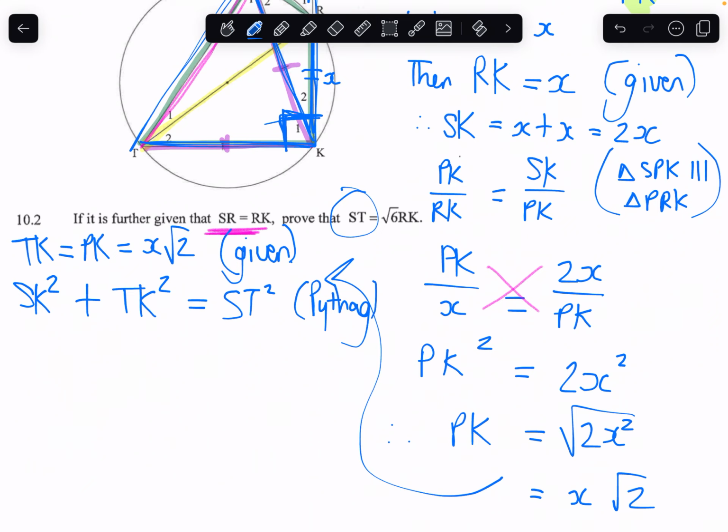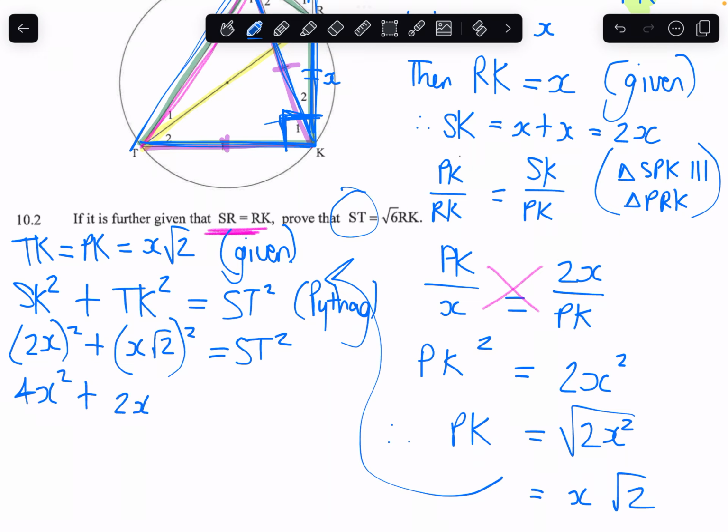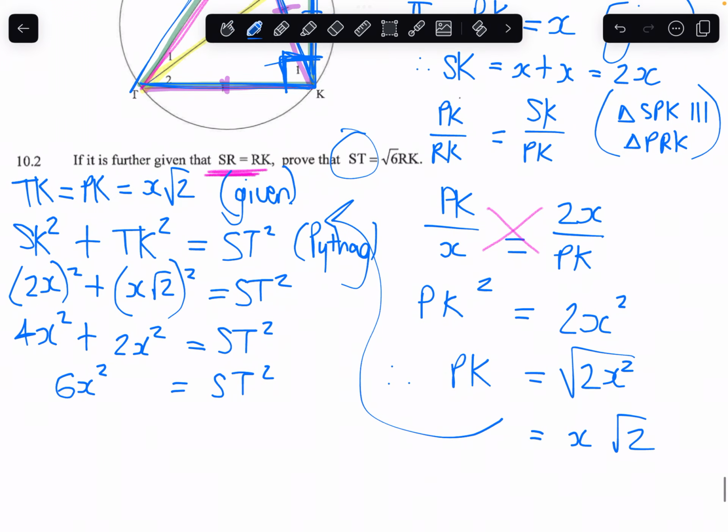So SK we said is 2x, squared, plus TK squared is equal to ST squared. So this is 4x squared plus 2x squared. So that is 6x squared is equal to ST squared. And so ST will be the positive square root of 6x squared. Again, only the positive square root because ST is the length of a side. It can't be negative. So that will be root 6 times x.